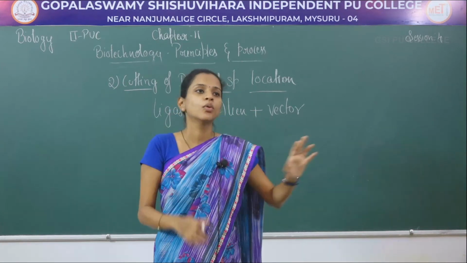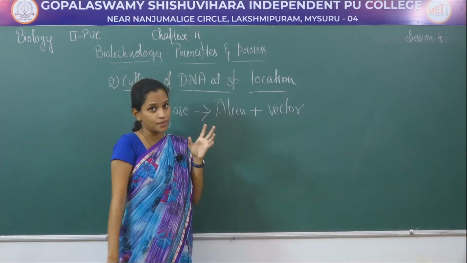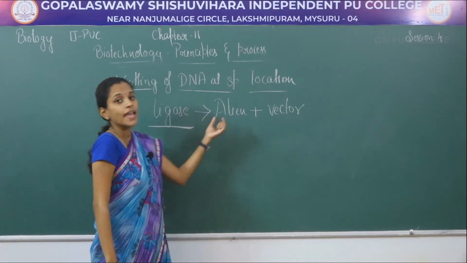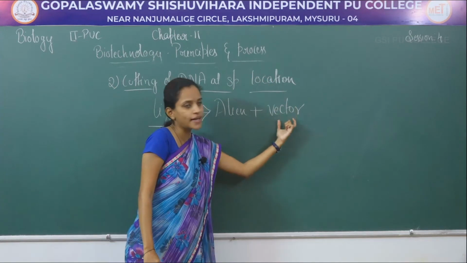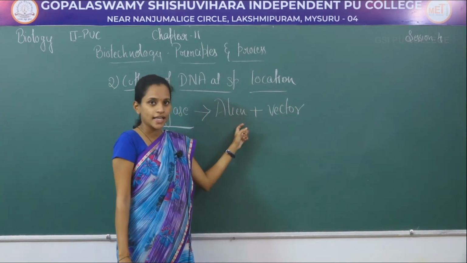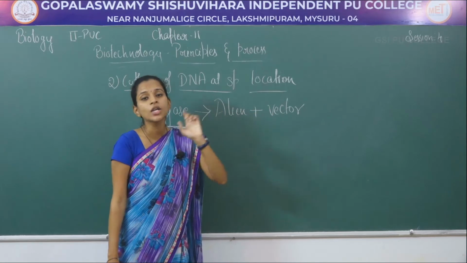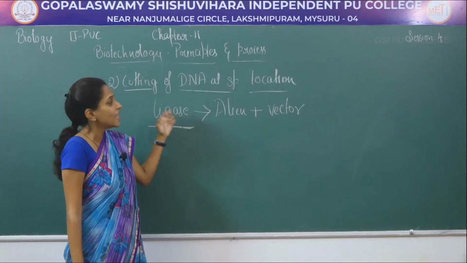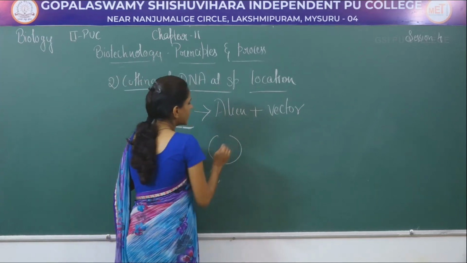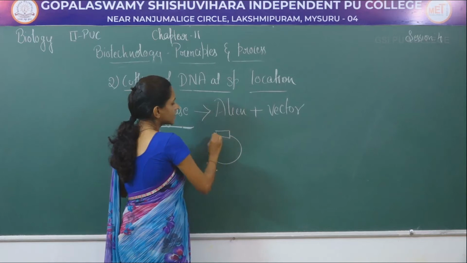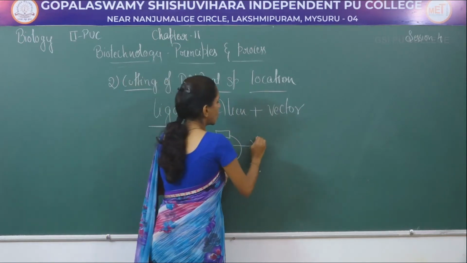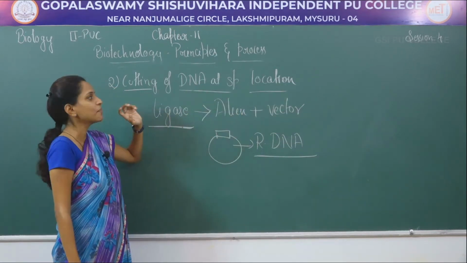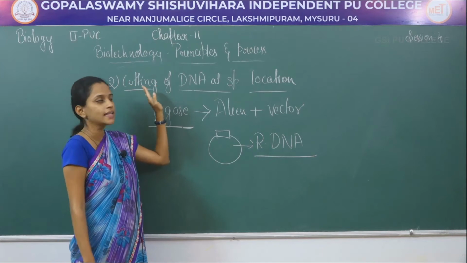Once it is separated, both the vector as well as the alien DNA is separated from gel electrophoresis, through the ligase enzyme, alien DNA is incorporated into the vector. We incorporate the alien DNA inside the vector DNA with the help of an enzyme, that is what is called ligase. Now the DNA will be having vector DNA as well as the alien DNA in it, which is called recombinant DNA. This is the second step in the process of recombinant DNA technology.